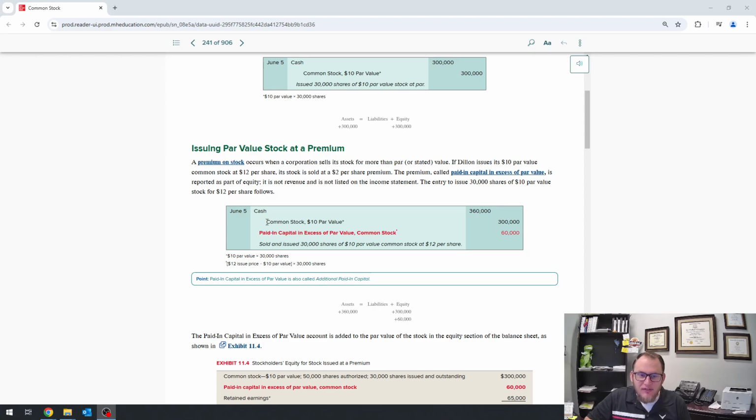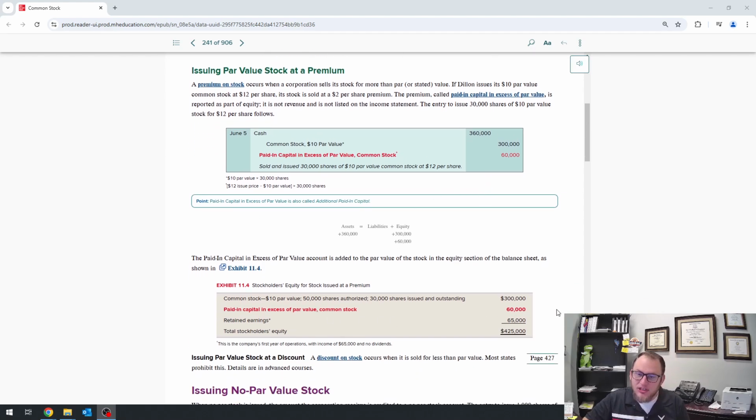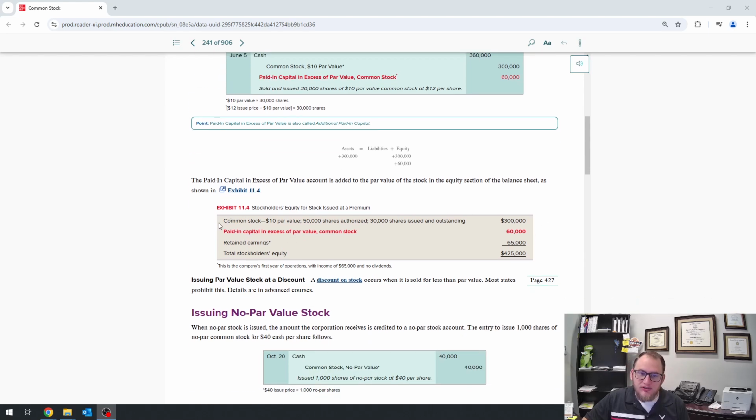And then we're going to have this additional account, the paid in capital in excess of par value account, that's going to keep track of just that: what was paid in excess, what the premium was on the shares that we sold. And so on the balance sheet, that account is also going to be in equity. So on the balance sheet, you can see here's our common stock with a $10 par value.